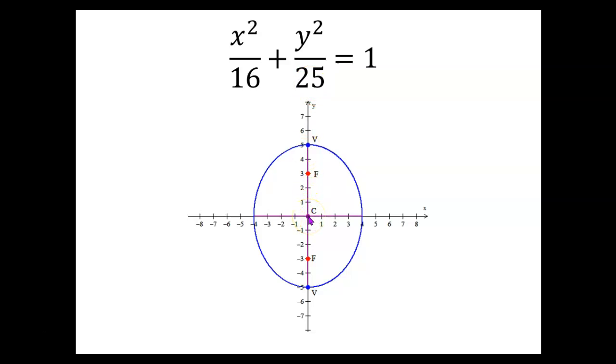So to get to each vertex, you would start at the center and go 5 spaces in the y direction, up 5 to 0, 5, or down 5 to 0, negative 5. Under the x squared, we have a 4 squared. So if you start at the center and go 4 spaces in the x direction, you get to not the vertices, but the covertices, other points on the ellipse. And then c would still be 3. But this time the foci are above and below the center because they are always going to lie along the major axis.